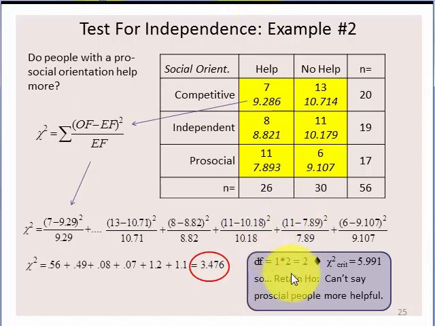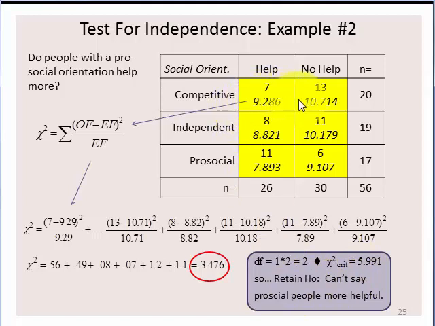Well, the degrees of freedom are going to end up being 1 times 2, because remember, it's number of rows minus 1 times number of columns. Excuse me, number of rows minus 1 times number of columns minus 1. So it's 2 times 1, or 2. That gives us a critical chi-squared of 5.991. So in this case, we don't beat the critical number. The chi-squared is below critical. We have to retain the null.